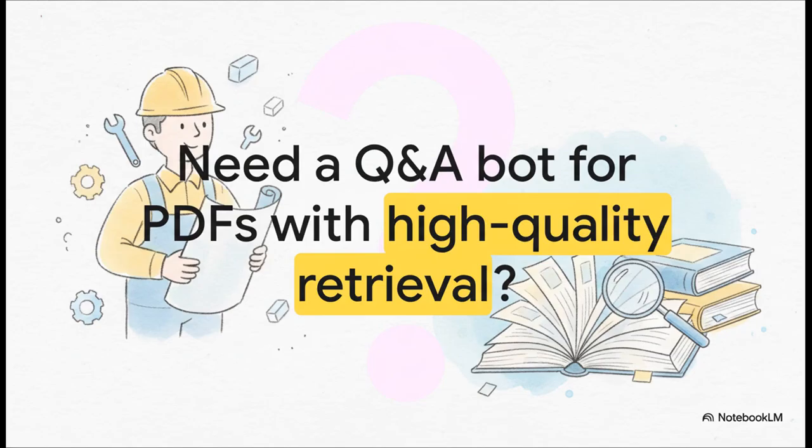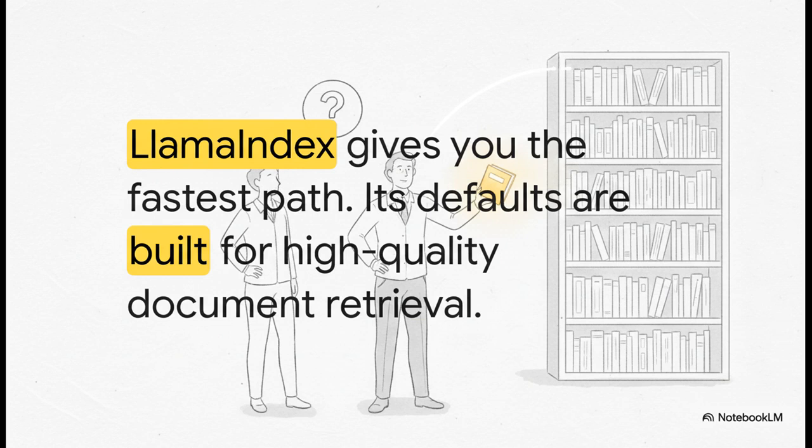Okay, but what about a different kind of project? This time, your goal is much more focused. You just want to build an amazing Q&A bot that can answer questions about your company's internal documents. And you need the answers to be really, really accurate. Here, LlamaIndex is absolutely the fastest path to a great result. It's what it was born to do. Its smart defaults and focus on high-quality retrieval will get you a better answer faster. You hire the expert librarian for the library job.